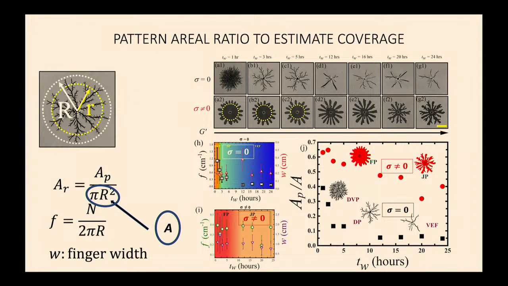So again, reds are oil and blacks are the water displacement experiments, and you can see that you get much more compact patterns when you use oil rather than water.